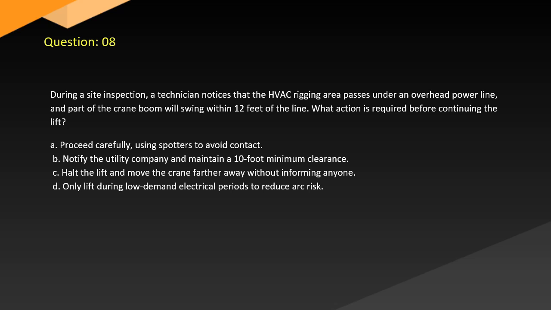Question 8. During a site inspection, a technician notices that the HVAC rigging area passes under an overhead power line, and part of the crane boom will swing within 12 feet of the line. What action is required before continuing the lift? A. Proceed carefully using spotters to avoid contact. B. Notify the utility company and maintain a 10-foot minimum clearance. C. Halt the lift and move the crane farther away without informing anyone. D. Only lift during low demand electrical periods to reduce arc risk.